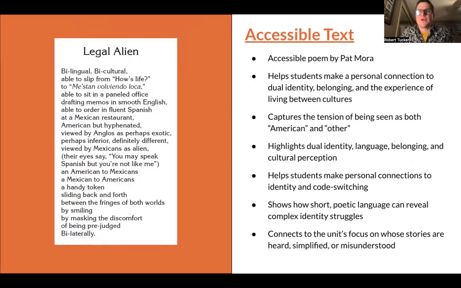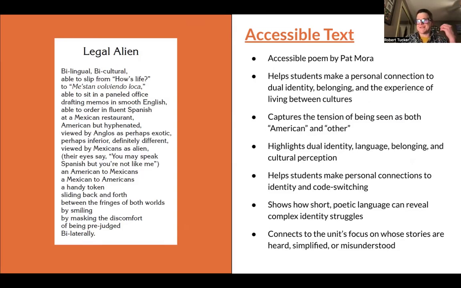Finally, I'd like to feature a really accessible poem by Pat Mora called Legal Alien. I actually have it featured over here on the left. It's so accessible that I can fit it on a slide. I'm hoping that this poem will help students make a personal connection to dual identity, belonging, and the experience of living between cultures. The population of my current classroom is 85% Latino. So I think this would work really well in that context.